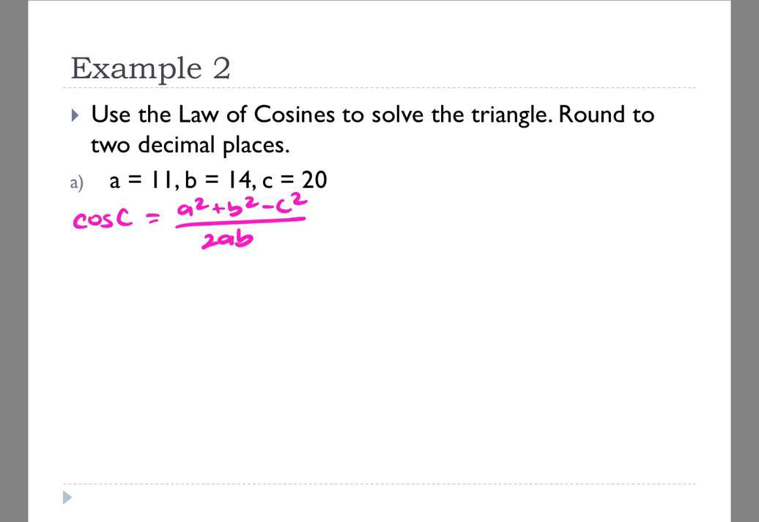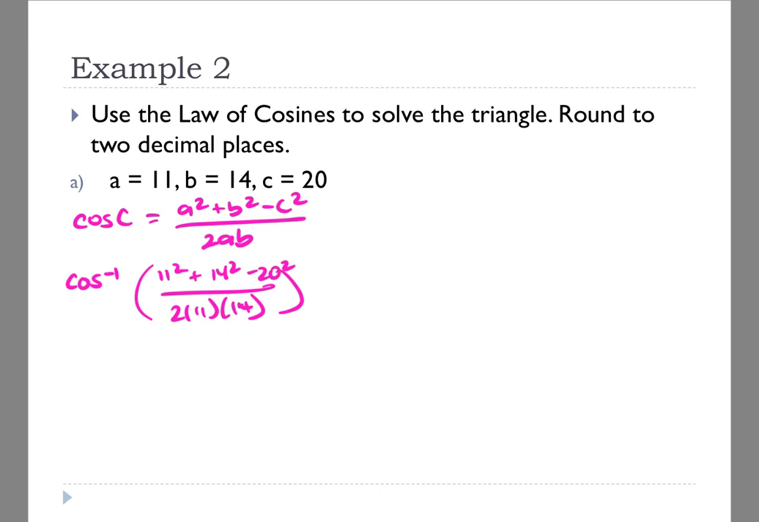So cosine negative 1 is what I'm going to type in my calculator of a squared, or 11 squared, plus b squared, 14 squared, minus 20 squared over 2 times 11 times 14. And if you type it in, again, making sure you're either in the fraction format or you're putting your parentheses, then you can do that all in one step.